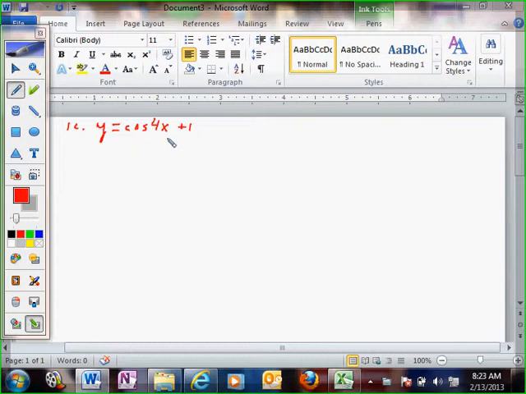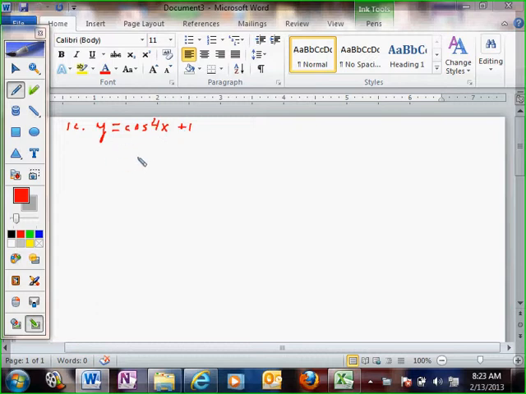You know that there is not going to be a horizontal shift left or right because there's no parentheses here and nothing is being added or subtracted to the x within the parentheses. And you know that there's going to be a vertical shift up 1 because of this plus 1 out here to the side. If you can't identify those things right off the bat, you're probably in a little bit of trouble. You need to make sure you're studying.